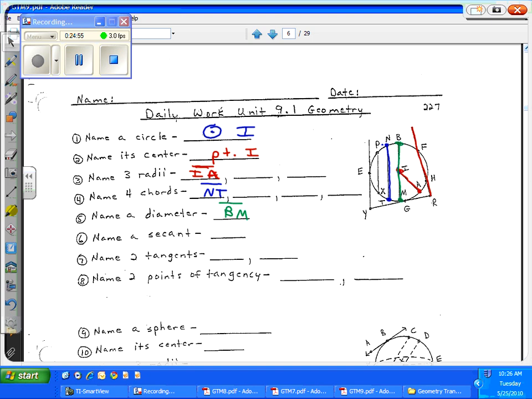Name a secant. A secant went through the circle, but it didn't stop. All the rest of them that went through it stopped. It's really a line that intersects a circle in 2 points. We would call that line FH.